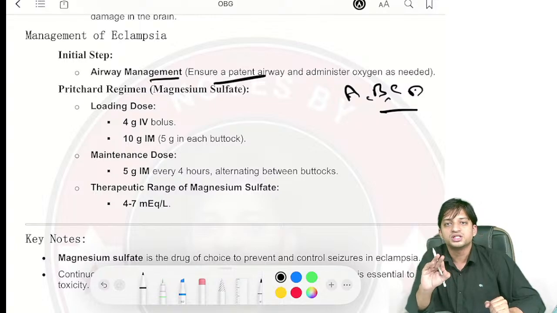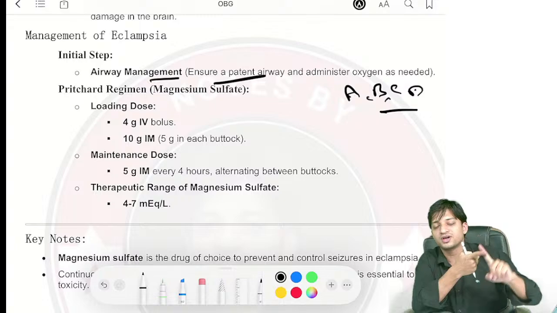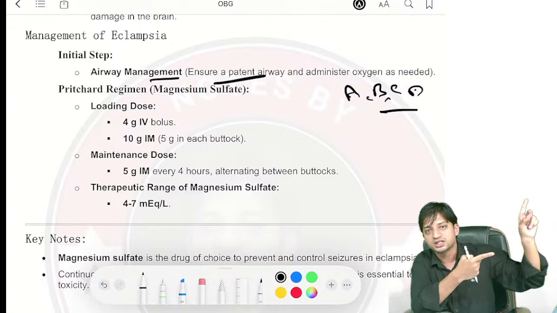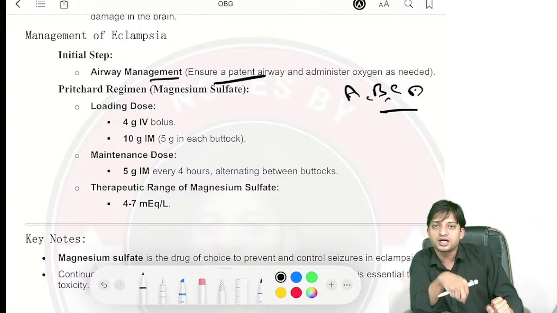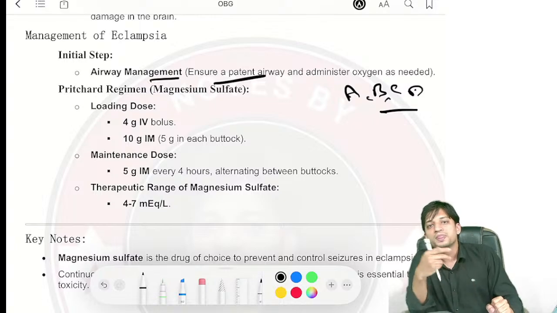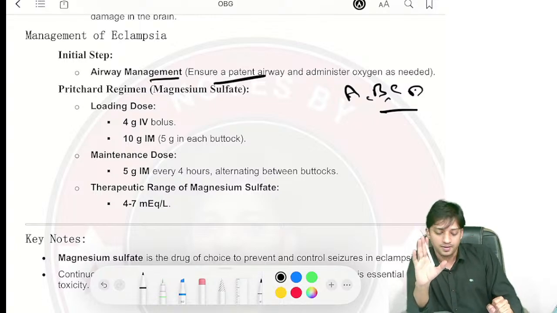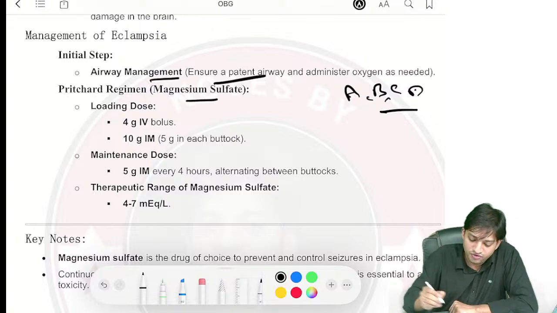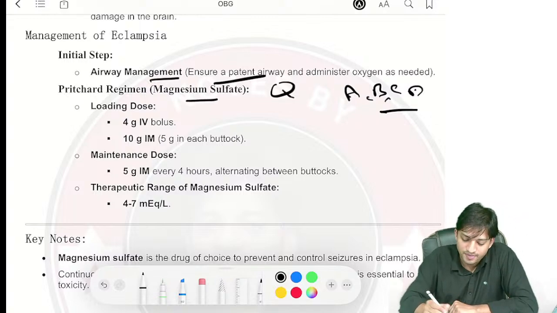You will go with the Pritchard regime. Very famous regime, the Pritchard regime. Two named regimes we have discussed. One was the Zuspan regime, right? We discussed it previously. Now we are discussing the Pritchard regime. The Pritchard regime is used in the management of eclampsia. Now come here. In the Pritchard regime, you have magnesium sulfate.